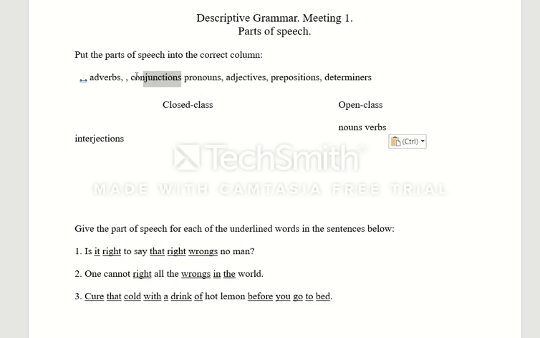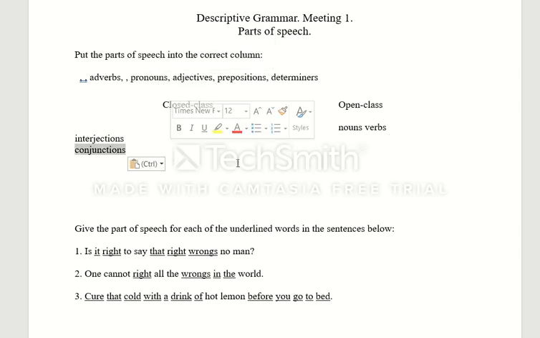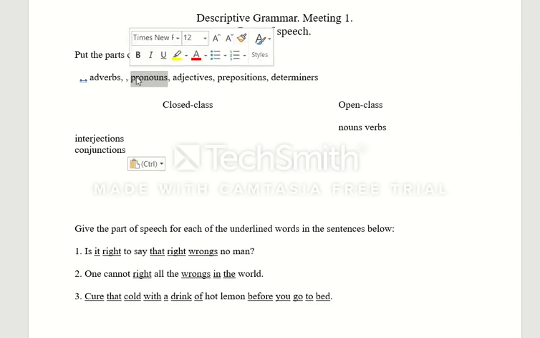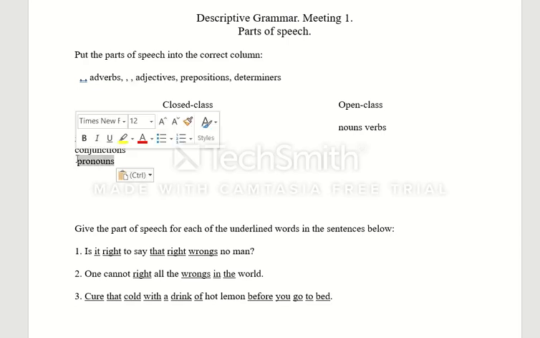Let's take next conjunctions. Conjunctions are a type of grammar word, right? So we've got words like and, but, things like that. Clearly, they are not very often created as new things, so they will come over here in the closed class section. Pronouns, obviously, are also grammar words, so they are also closed class, and we put them over here.